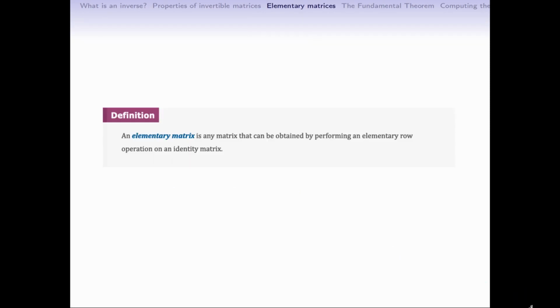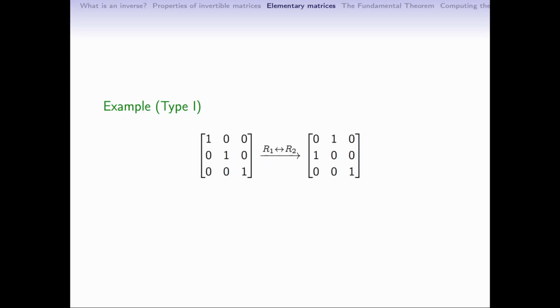An elementary matrix is any matrix that can be obtained by performing an elementary row operation on an identity matrix. And by this we mean a single elementary row operation on an identity matrix. So for example, here's a type 1 operation. I'm going to take the 3 by 3 identity matrix and I'm going to switch row 1 and row 2. This matrix here on the right is an example of an elementary matrix.